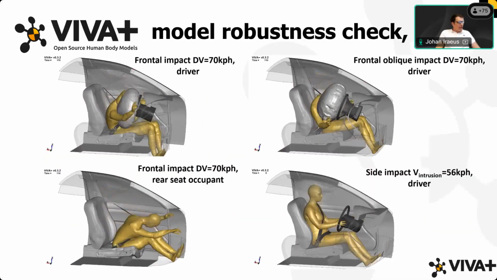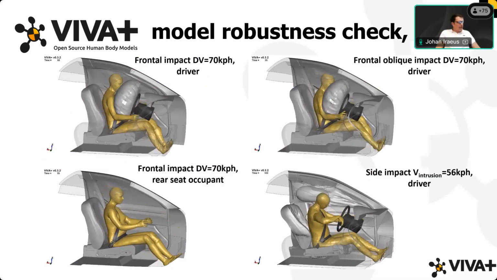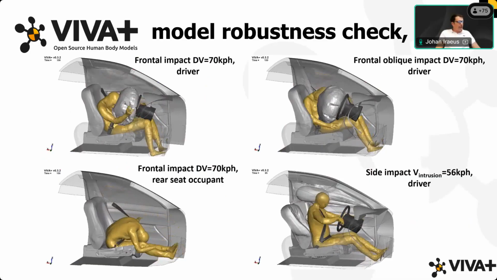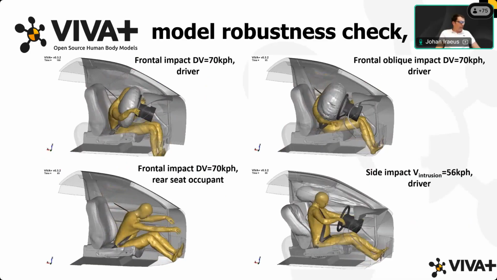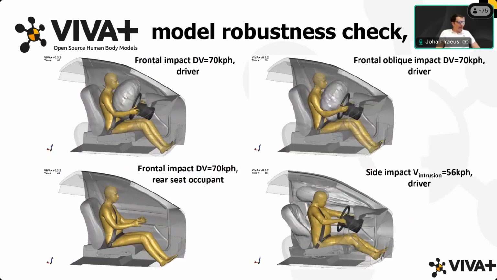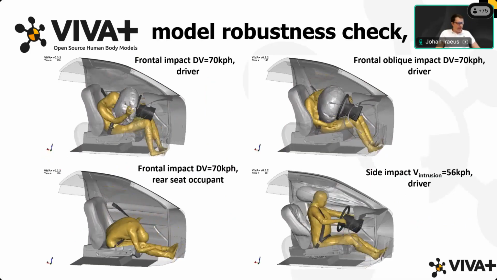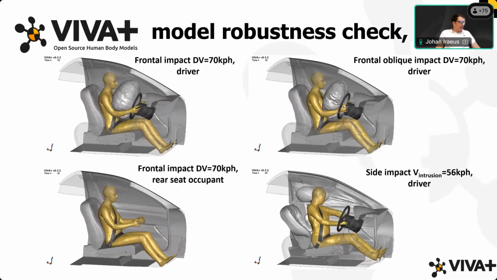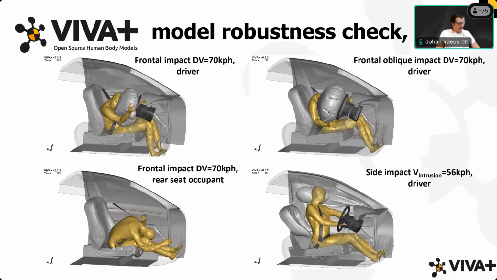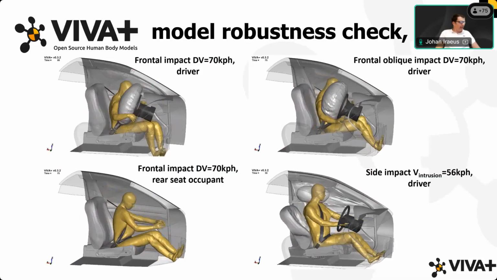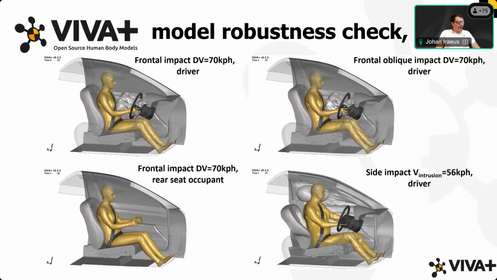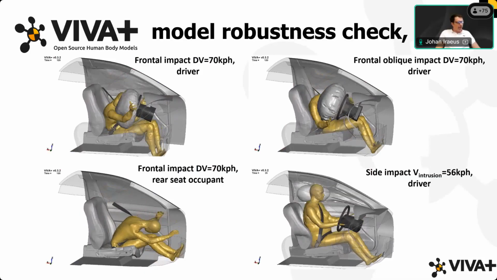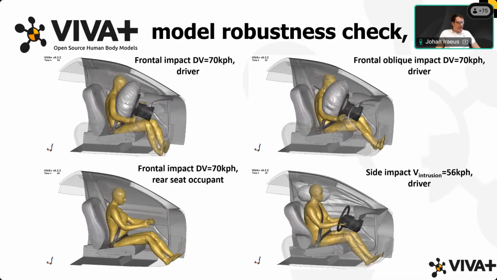We have a number of robustness load cases. These are for in-vehicle occupants, and these should be quite severe compared to what you normally run when you use the model. So the delta V is 70 km per hour, which is at the upper limit at least of what the model should be used for. And the side impact that you can see in the bottom right is also quite severe.